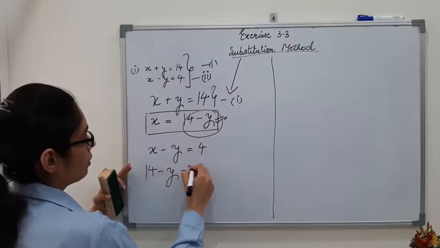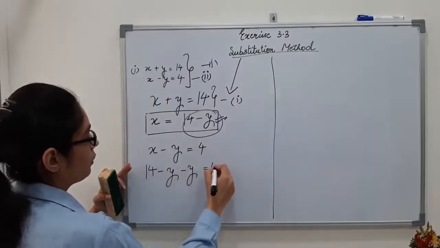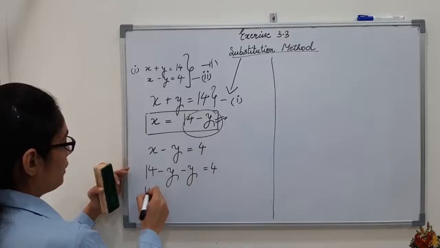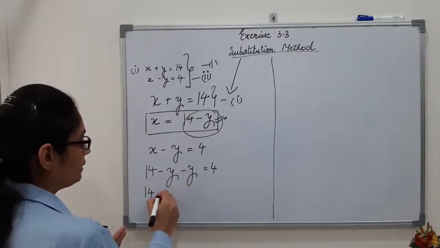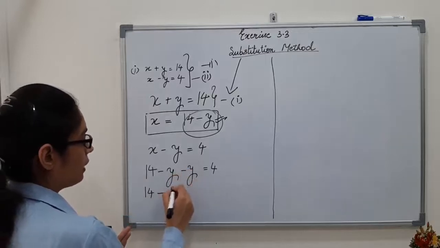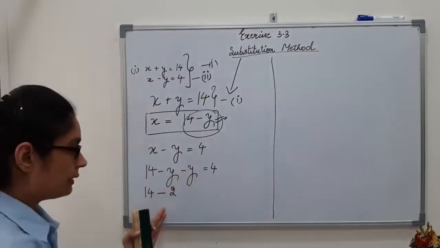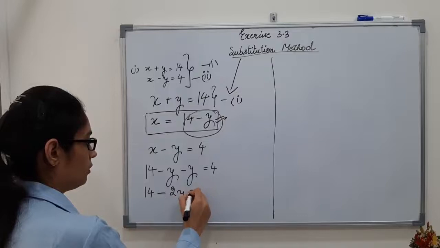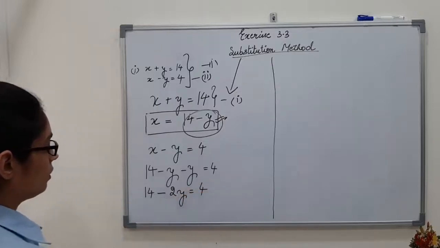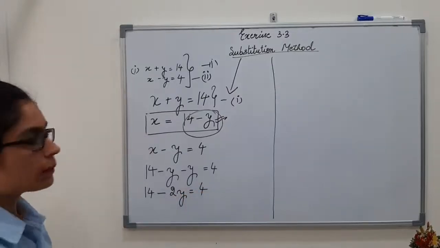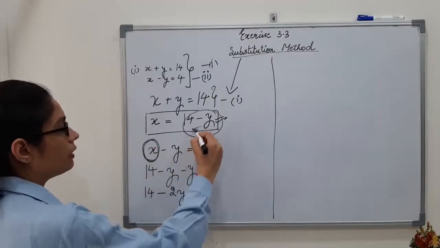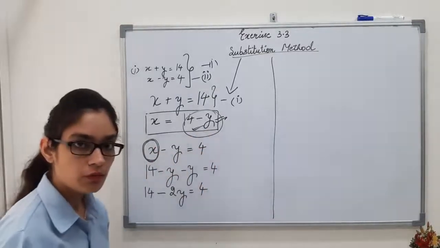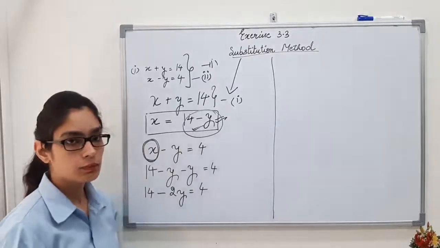And minus y will come as it is, and 4. So it will be 14. Minus and minus will be plus. Minus 1 will be plus of 2 with the sign of minus. See, I have substituted x with the value which is in terms of y. This is the meaning of substitution.